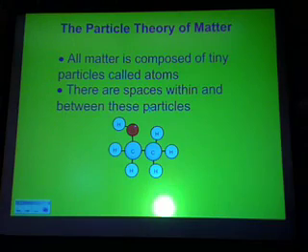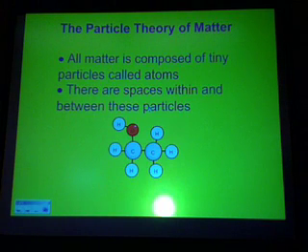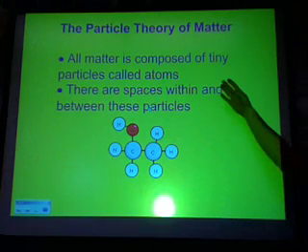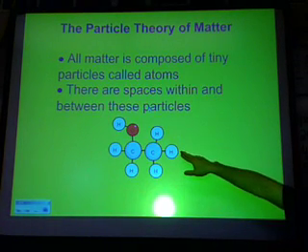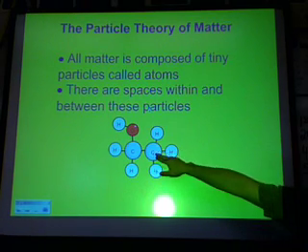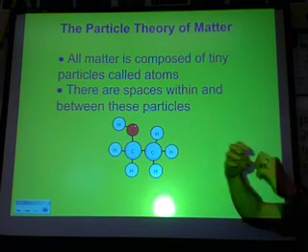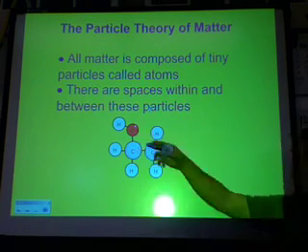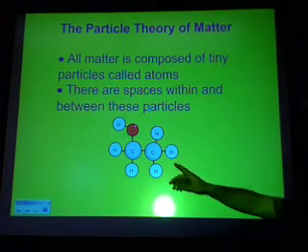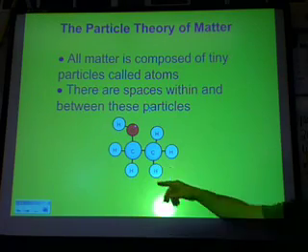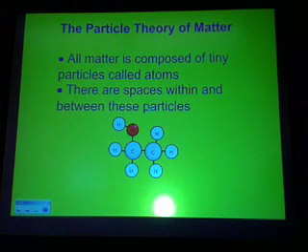Okay, let's back up now. The particle theory states that all matter is made up of particles. Go figure, huh? All matter is made up of atoms, these tiny little particles. And the second piece to that is not only are they made up of tiny particles, but the particles have spaces between them. They're not stuck together. Even a solid has gaps and holes and spaces in between. And even within each of the atoms, there is some space to be found.